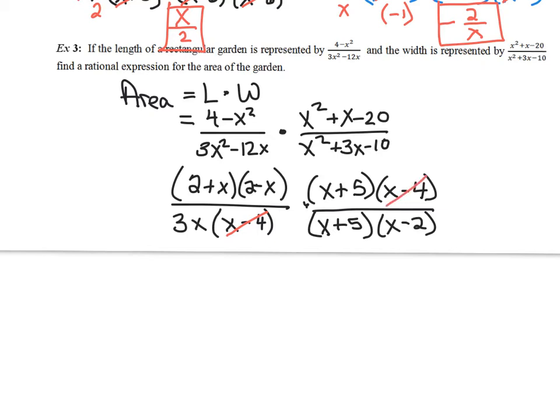X minus 4 cancels with x minus 4. X plus 5 cancels with x plus 5. And 2 minus x and x minus 2 are negatives of each other, or opposites, so I'm going to include that negative sign. So my final answer, the negative of 2 plus x over 3x. I can put that negative in front of the whole fraction, or in front of just the numerator, or in front of the denominator.